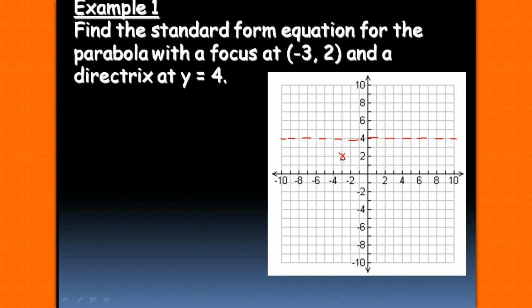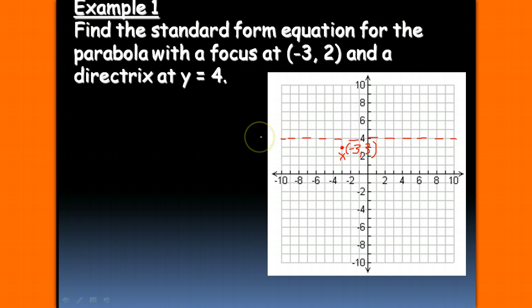Now we know something from our notes before, that the vertex has to be exactly in between our focus and our directrix. Okay, so it looks like the total distance here is 2. And so we're just going to split that in half, and we're going to go either 1 up from the focus or 1 down from the directrix. And we're going to find this point right here. Okay, so our center, looks like to me, is negative 3, comma 3. All right, so that's going to be our vertex right there.